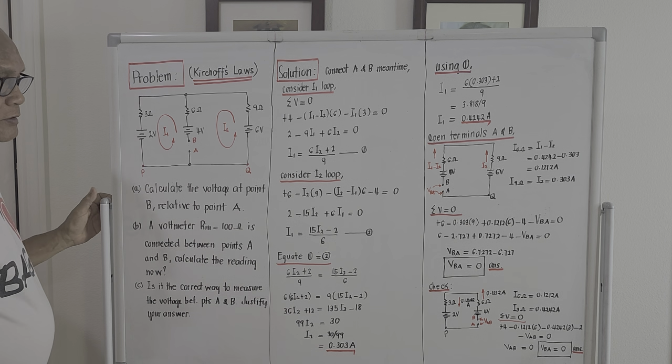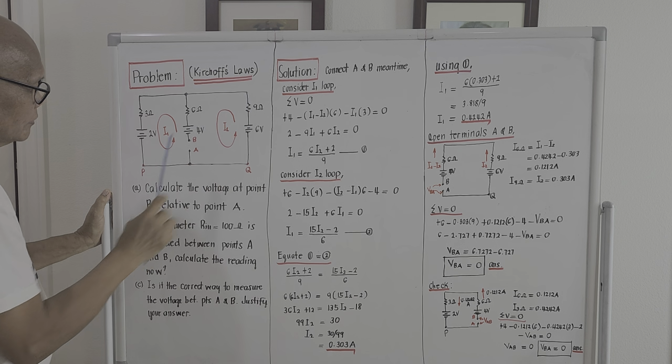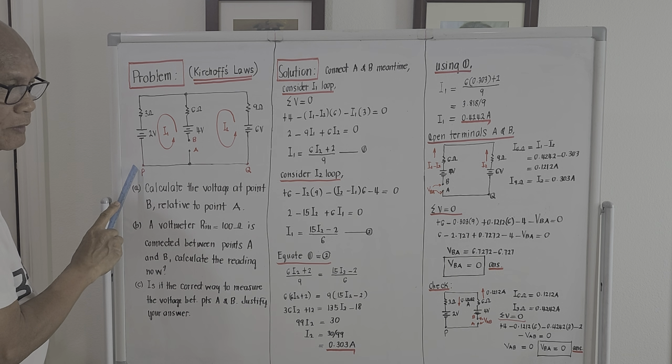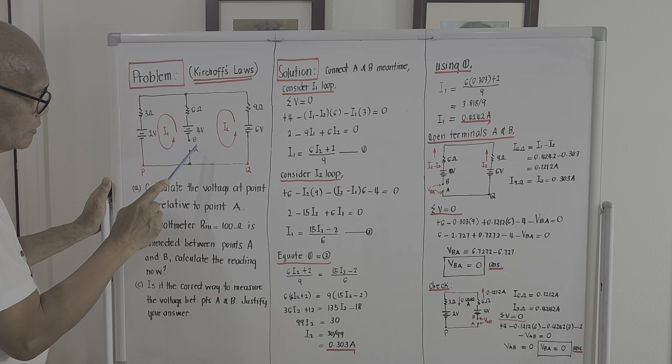We are given three voltage sources: 2, 4, and 6 volts. The loads are 3 ohms, 6 ohms, and 9 ohms. This is point P on the circuit diagram, and this is point Q. This is point B and point A.